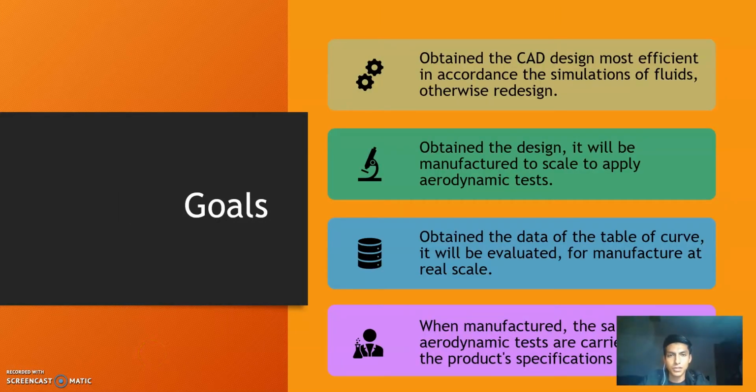The goals for this project are to obtain the most efficient CAD design in accordance with the simulation of fluids, otherwise redesigned, and alternate the design. It will be manufactured to scale to apply aerodynamic tests. Next, obtain the data of the table of curve. It will be evaluated for manufacturing at real scale. And finally, when manufactured, the same aerodynamics tests are carried out and the product specifications are made.